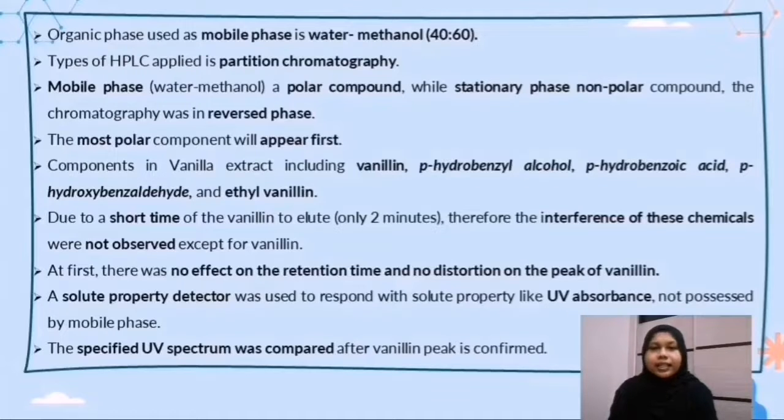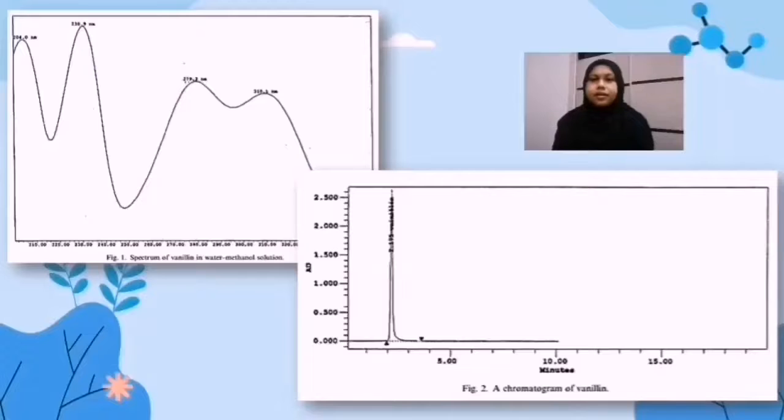Initially, it had practically no effect on retention time and no distortion of the vanillin peak occurred, but a solute property detector was used in response to some property of solutes such as ultraviolet UV absorbance that is not possessed by the mobile phase. Therefore, the vanillin peak was confirmed by comparison with its specified UV spectrum.